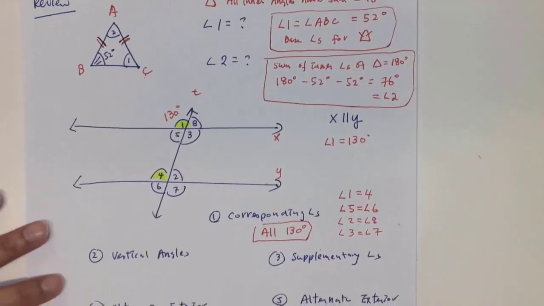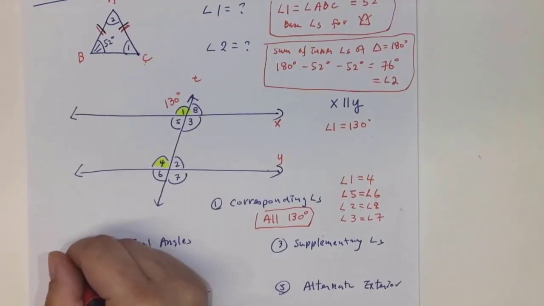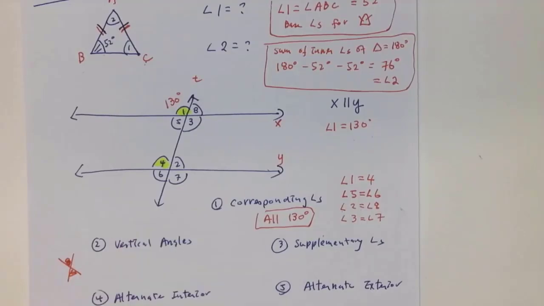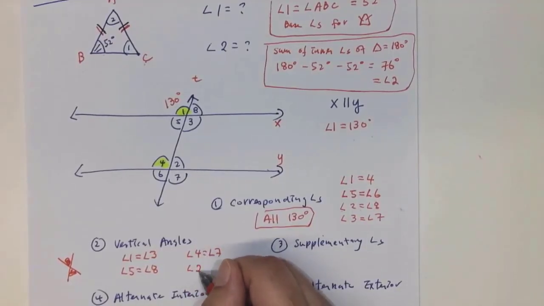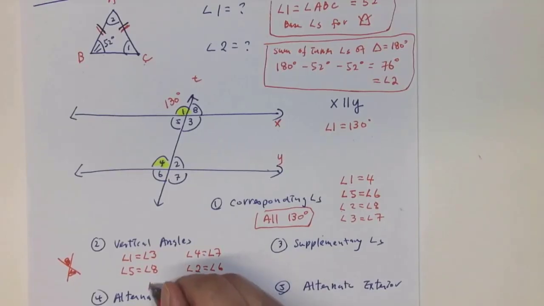Vertical angles. Give me all the vertical angles. Vertical angles are basically on top of each other, like that. They share two sides: 1 and 3, 5 and 8. Give me two more sets. 4 and 7, and 2 and 6. Do we agree? Do we have a problem finding vertical angles? If they are vertical angles, they all should be what? 130. Supplementary, what are supplementary angles?